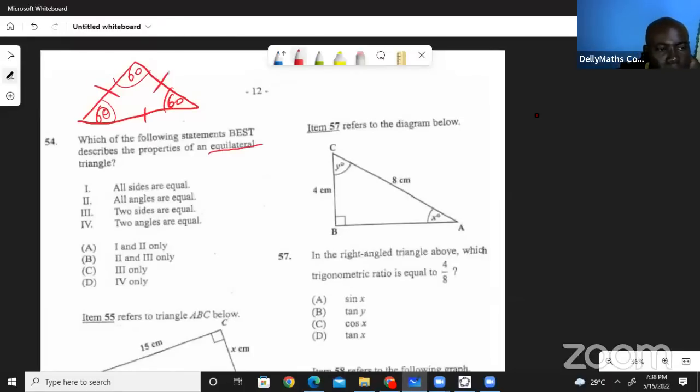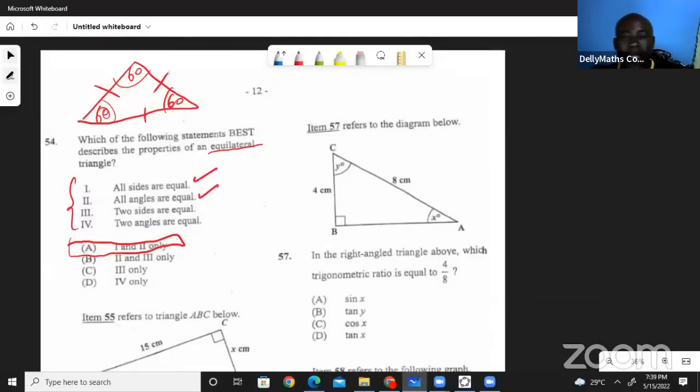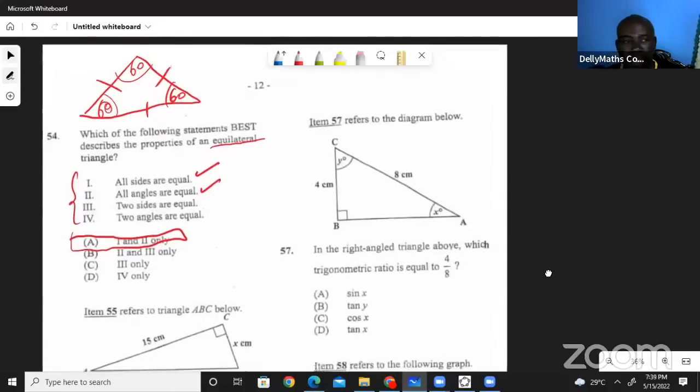This is saying that, so we're going to read to see if what is here works. What are the properties here? All sides are equal. Number one is in. All angles are equal. Number two is in. Two sides are equal. All right. Two angles are equal. Right. So basically, we want to go with 1 and 2. All sides and all angles are equal. All right. Everybody would agree to that. An equilateral triangle: all sides and all angles are equal.